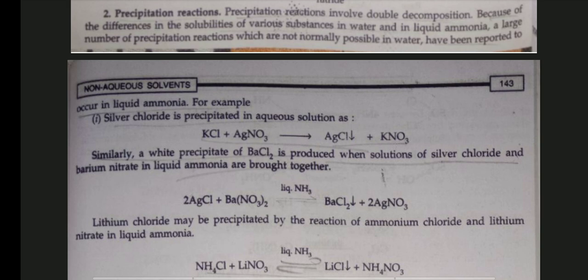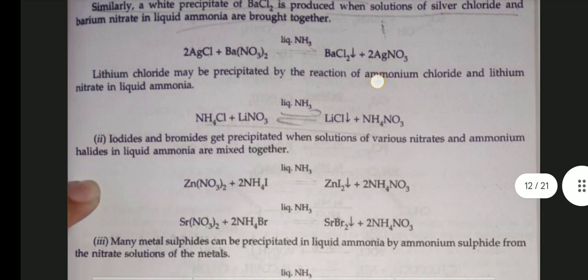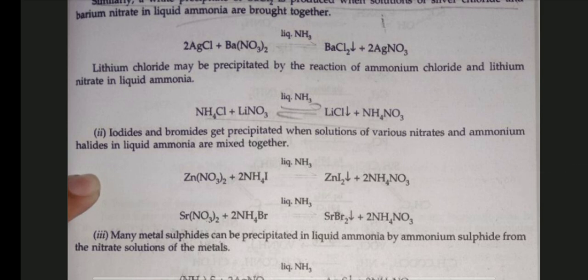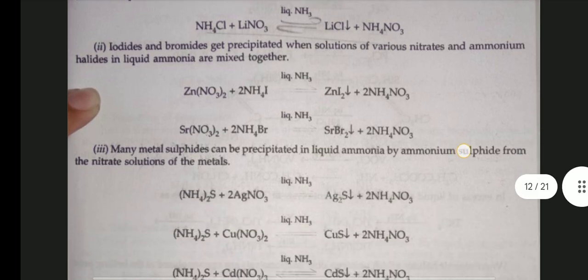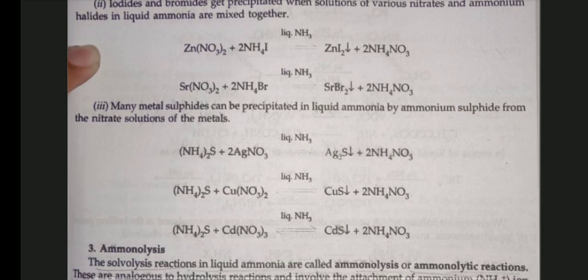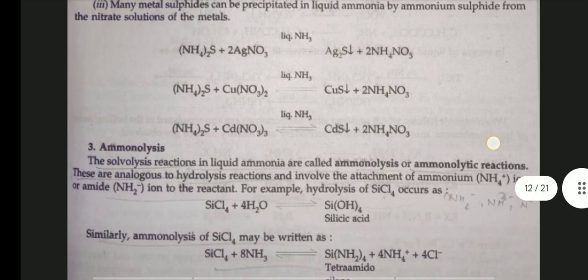Similarly, a white precipitate of AgCl is produced when solutions of silver nitrate and barium chloride in liquid ammonia are brought together. Lithium chloride may be precipitated by the reaction of ammonium chloride and lithium nitrate in liquid ammonia. Iodides and bromides get precipitated when solutions of various nitrates and ammonium halides in liquid ammonia are mixed together. Third, many metal sulfides can be precipitated in liquid ammonia by ammonium sulfide from the nitrate solution of the metal.